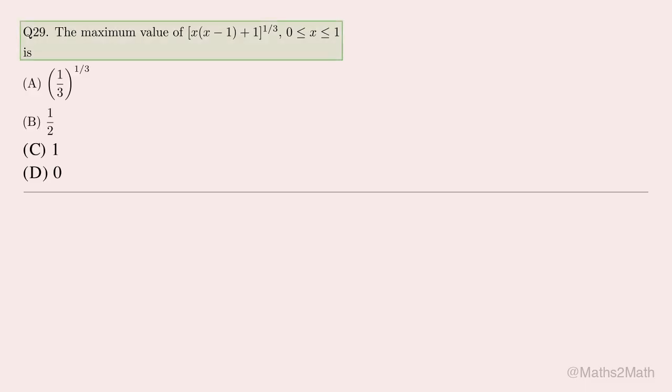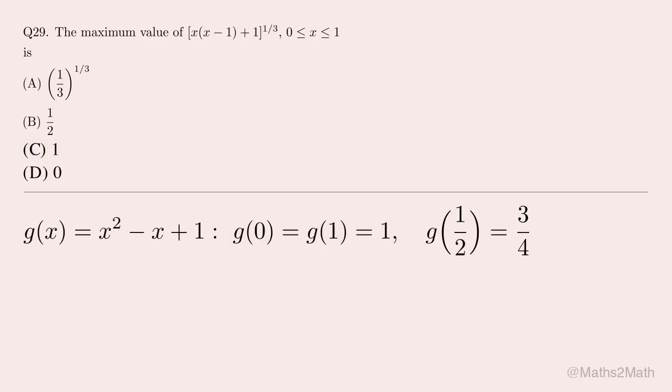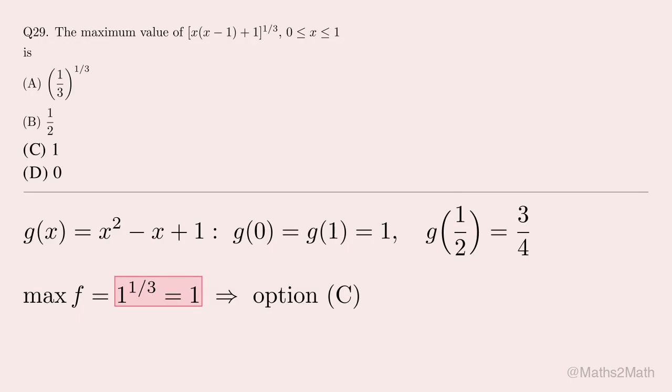Question 29, the last one, multiple choice. A cube root of a quadratic on the unit interval. The cube root is increasing, so maximize the inside. The inside, x squared minus x plus 1, has its vertex minimum 3/4 at 1/2, and takes the value 1 at both endpoints. So the maximum of the inside is 1, and the cube root of 1 is 1. Option C.